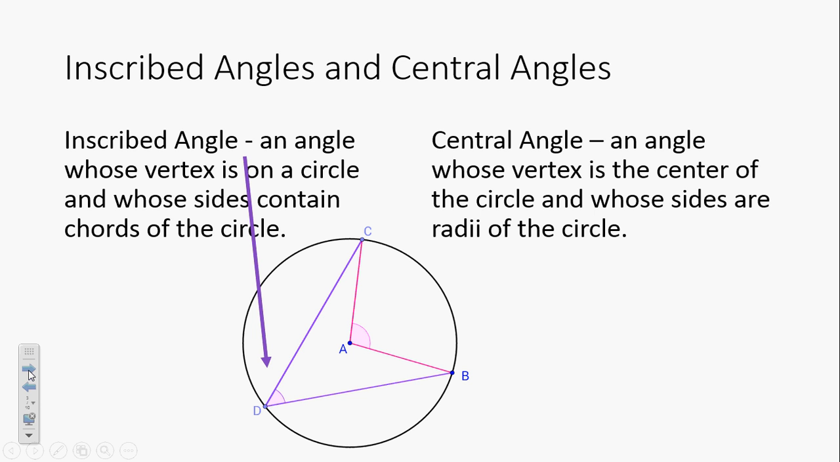An inscribed angle is an angle whose vertex is on the circle and whose sides contain chords of the circle. A central angle is an angle whose vertex is the center of the circle and whose sides are radii of the circle. Central angle, vertex center, sides radii. Inscribed angle, vertex on the circle, sides are chords.